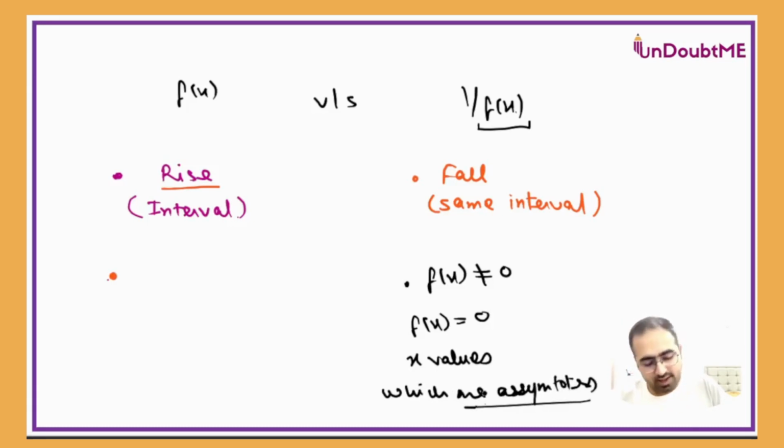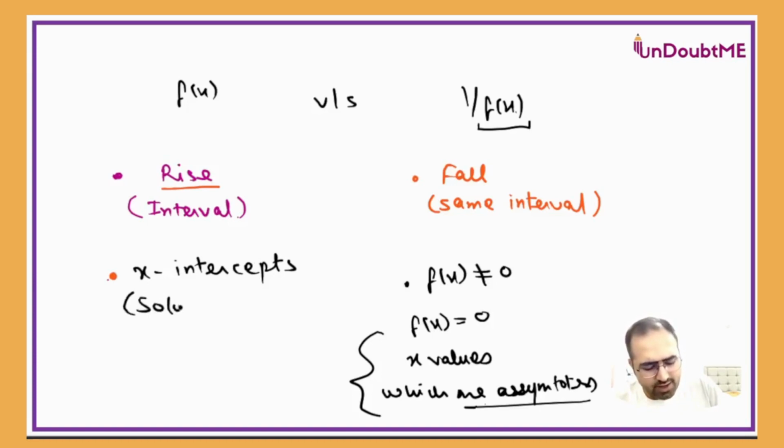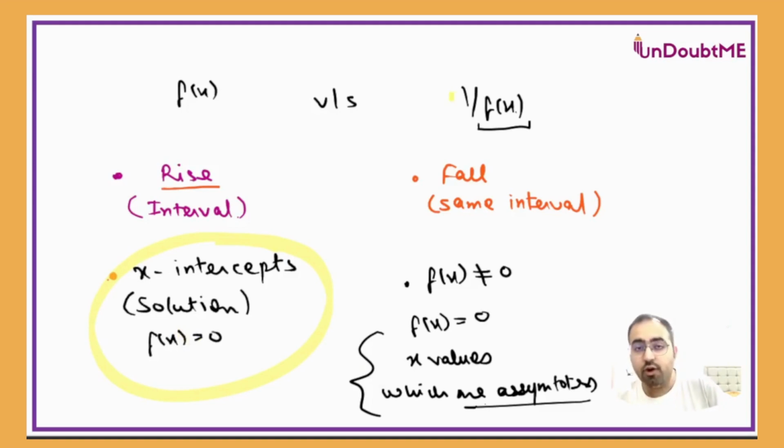And interestingly, these asymptotic lines will give me the values which we can call x-intercepts. X-intercepts are the values of x for which f(x) is equal to 0. So f(x) equal to 0 for my original graph will give me the x-intercept, and f(x) equal to 0 for 1 over f(x) will give me asymptotes. So by appearance, when you see a graph, you can check that whatever asymptotic points are there in 1 over f(x), those become x-intercepts in your graph of f(x).